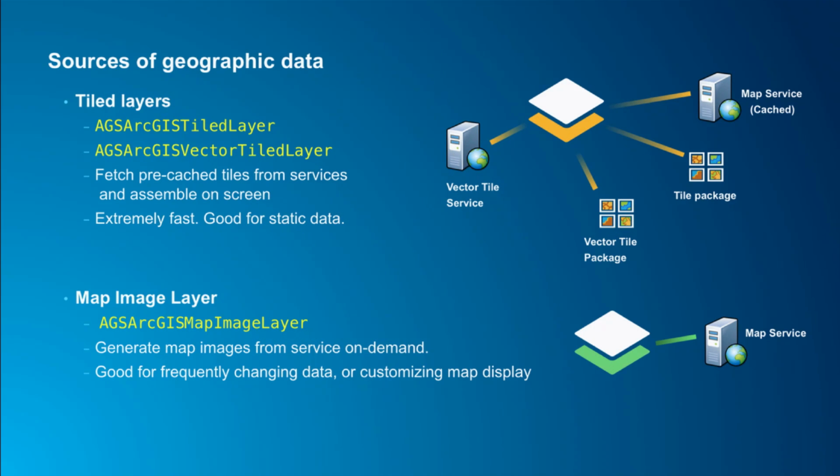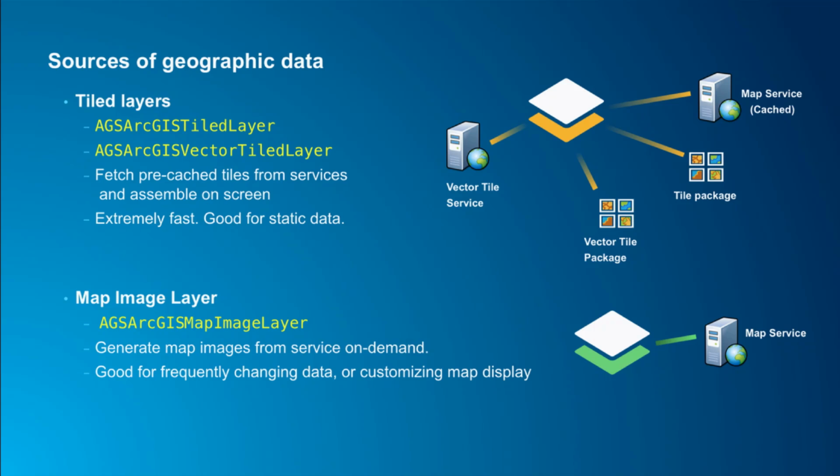So for example, we provide tile layers that fetch pre-cached tiles from the service and then assemble those tiles on screen. And these layers are really good for displaying static data very quickly, because the tiles are already pre-cached and it's just assembling them on screen.